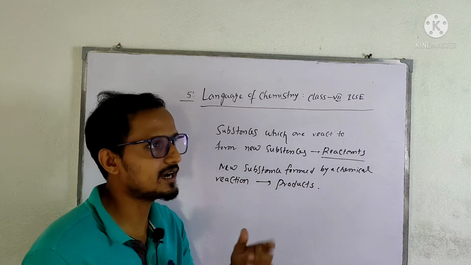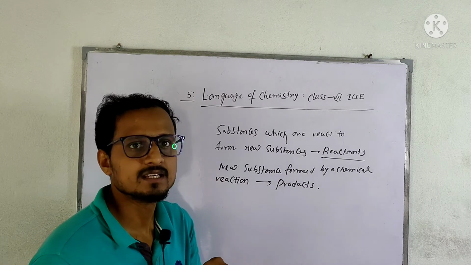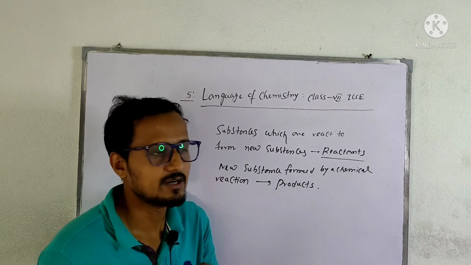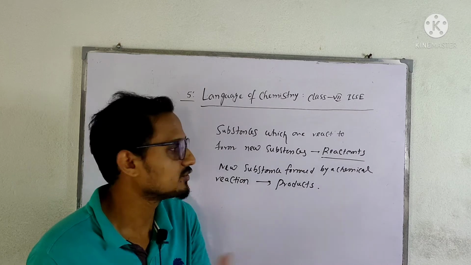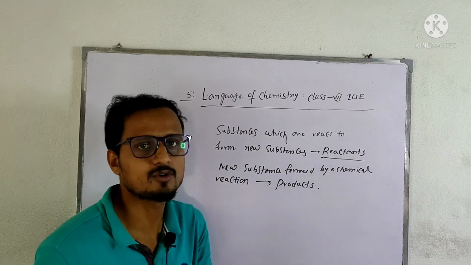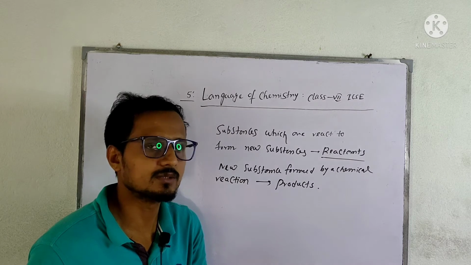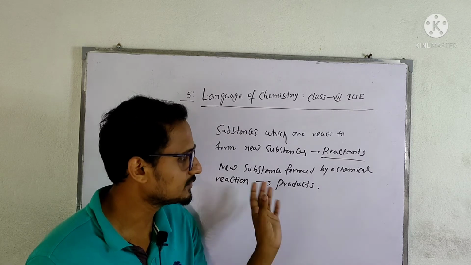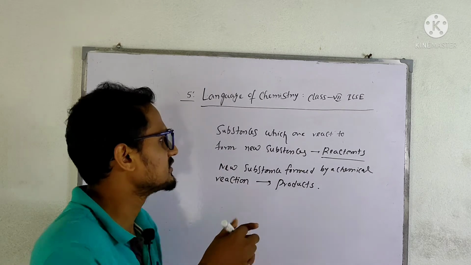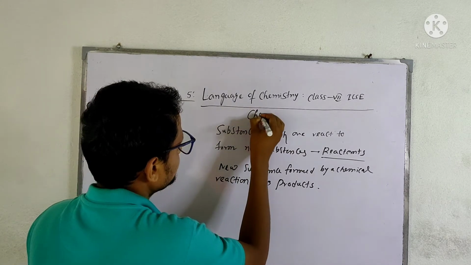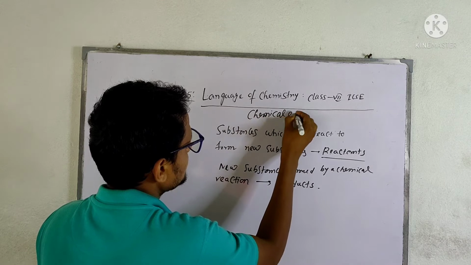Whenever we represent an element, we use the symbol of that element. Now we know that some elements join together to form a compound. So these reactants or products are nothing but compounds or molecules. These molecules we have to represent by an equation that is called a chemical equation. So here we are discussing the chemical equation.